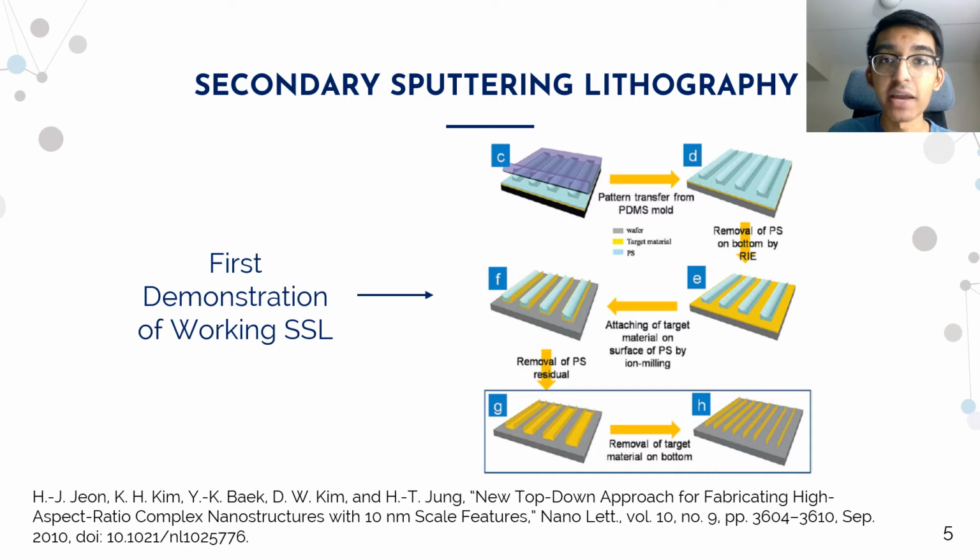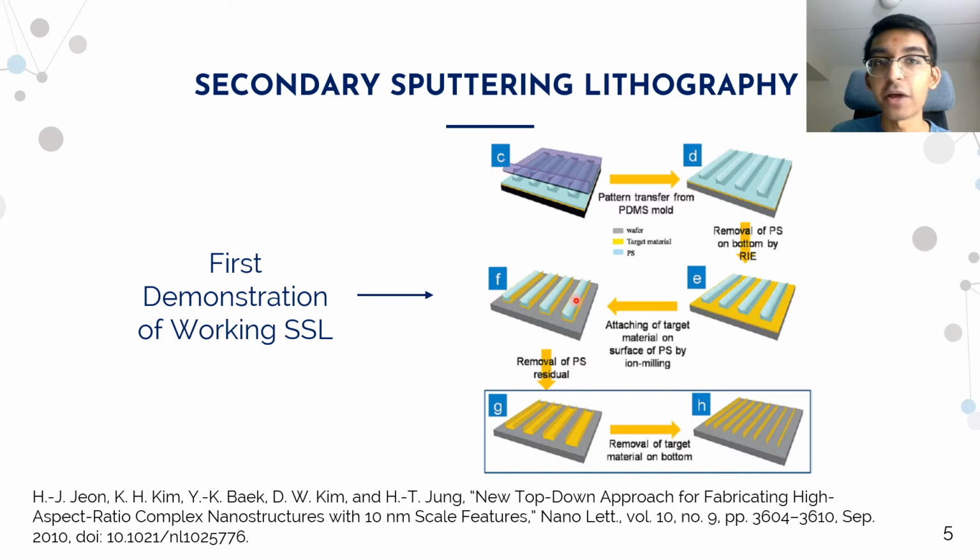The polystyrene line pattern, which can be seen here, is then made by making contact with a PDMS mold and applying heat. Once this line pattern is formed, the PS layer residual that remains on the bottom is removed by using RIE. After that's done, secondary sputtered particles are then attached to the side surface of the PS line pattern after the argon ion milling step is complete. So they get attached to the sidewall of the PS pattern.